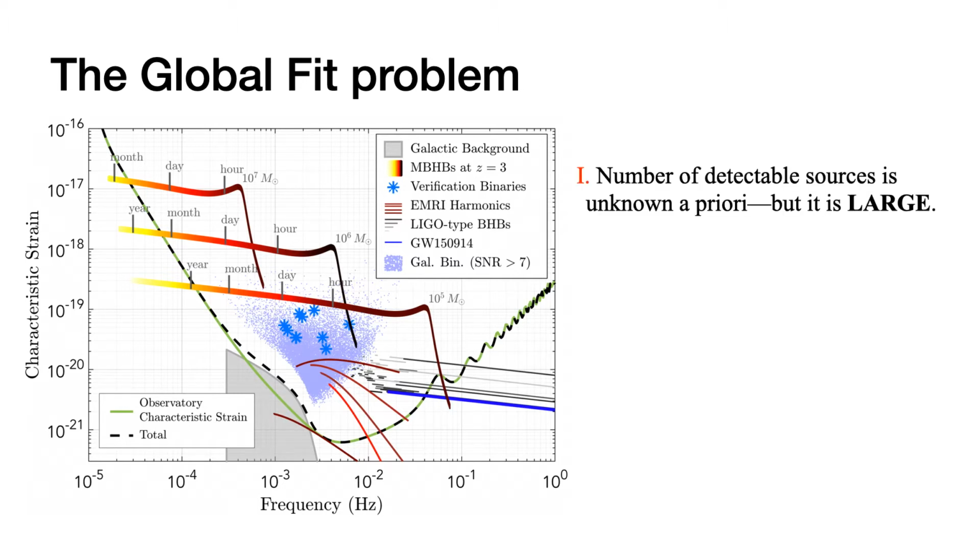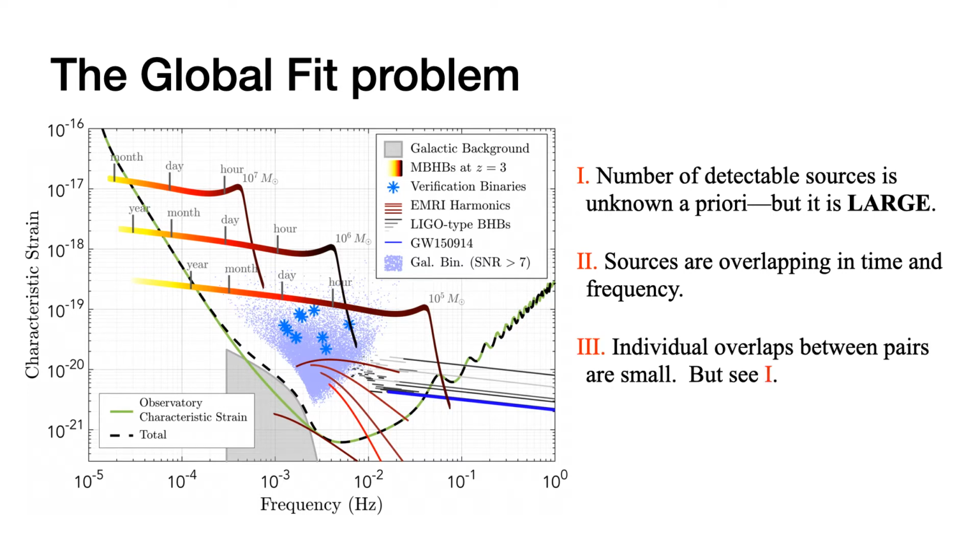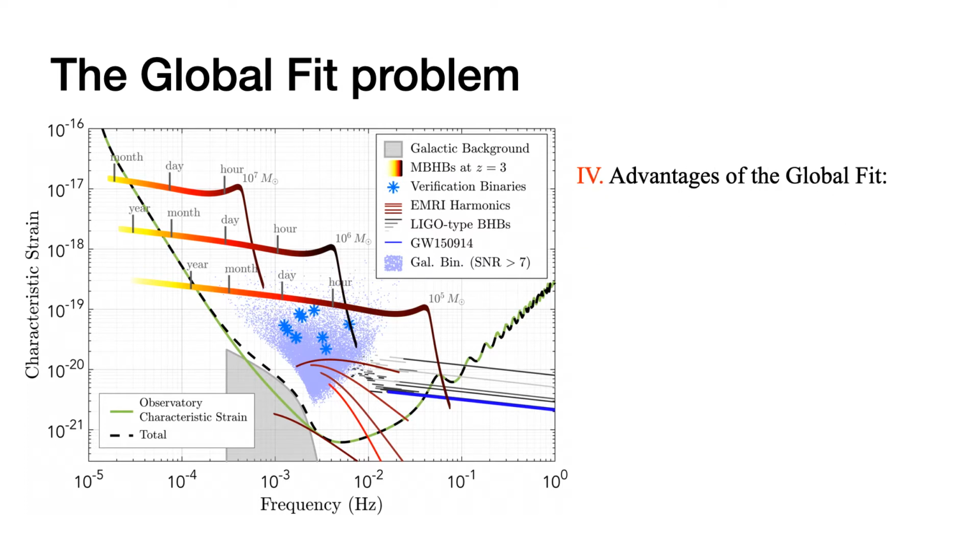The LISA data stream will contain a large and unknown number of sources. Many of the sources will be overlapping one another in time and frequency. While most individual overlaps between pairs of sources are small, the large number of sources means that the many small overlaps accumulate and cannot be ignored in the analysis. So the need for a global fit analysis which simultaneously analyzes all source types is clear.